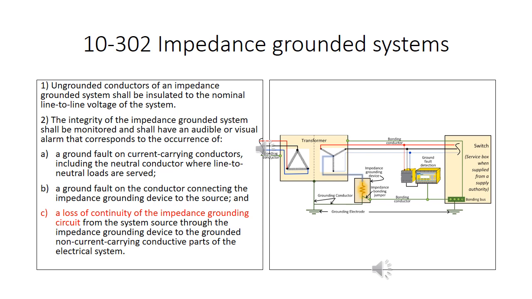So in this photo, if the impedance ground resistance detects current on any of the conductors or loss of continuity, an alarm will ring.